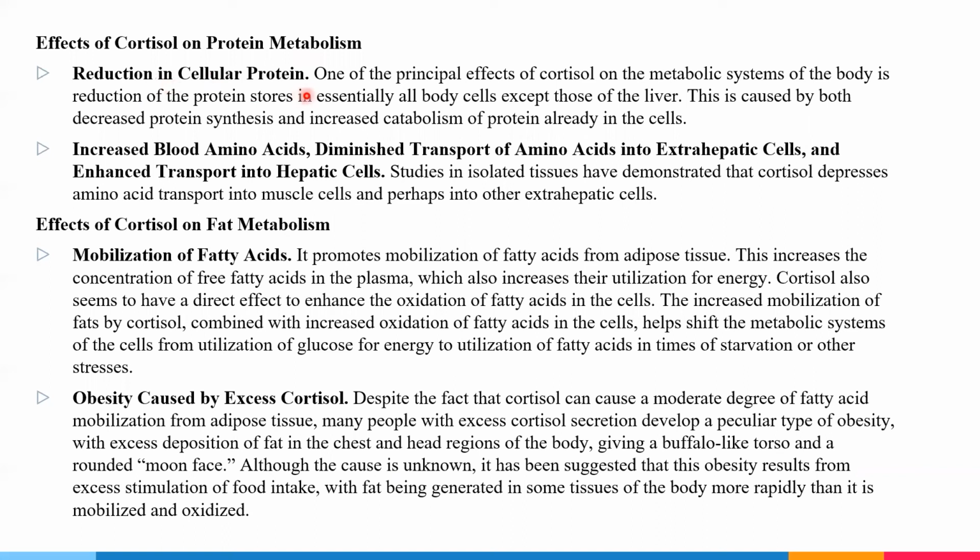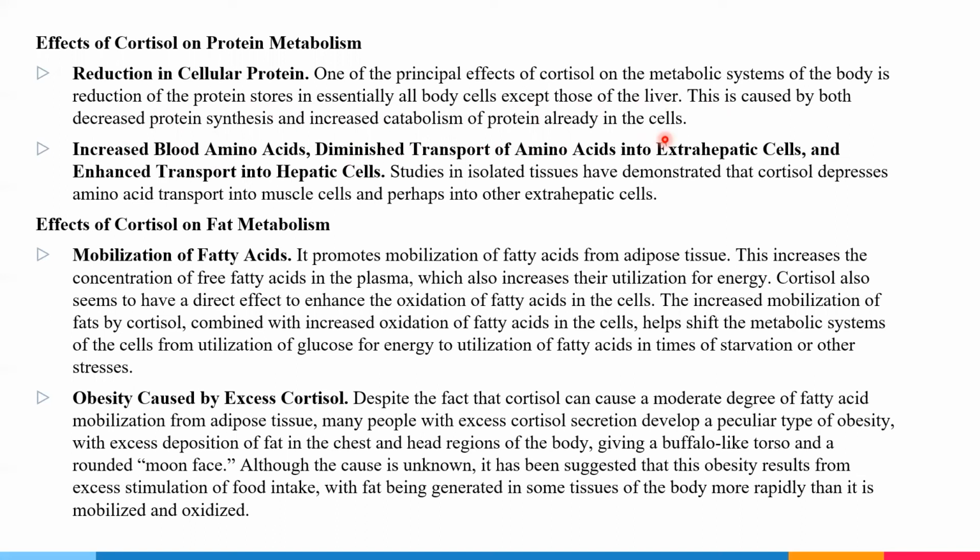Reduction in cellular protein. One of the principal effects of cortisol on the metabolic systems of the body is reduction of protein stores in essentially all body cells except those of the liver. This is caused by both decreased protein synthesis and increased catabolism of protein already in cells.